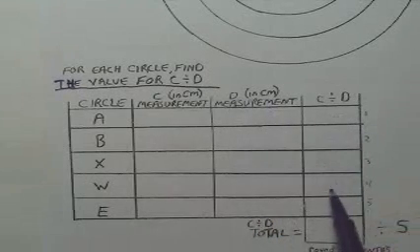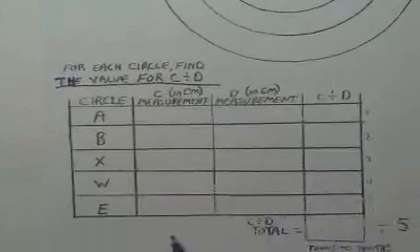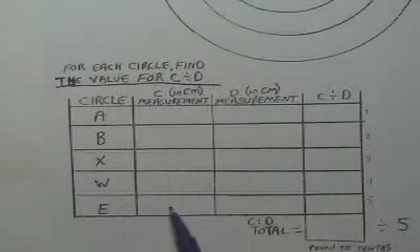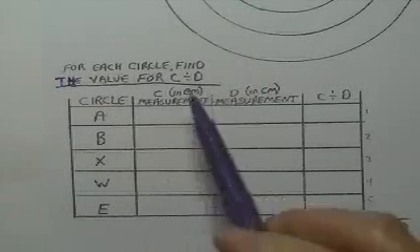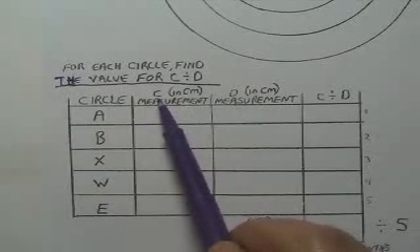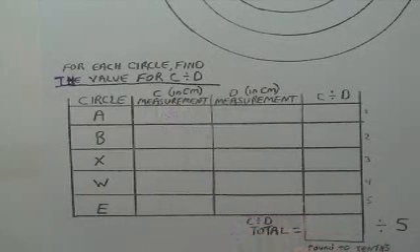And then we're going to divide. I'll do the first one for you. Let's do this large one right here, letter E, the circle E. First thing we're going to do is measure the circumference. That's going around the circle.